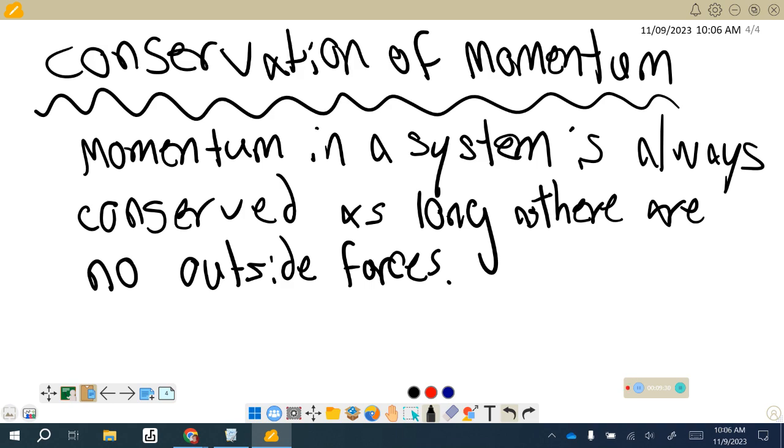Okay? So that's kind of our rule to this law of conservation of momentum. There has to be no outside forces, meaning get rid of friction or some sort of other thing that can influence the force on the system. As long as there's none of that, momentum is conserved. It's going to be the same before and after.